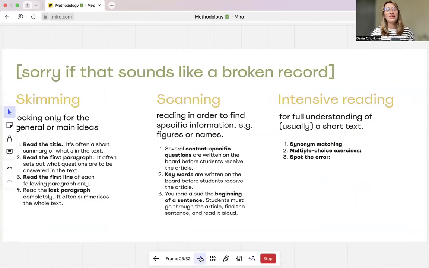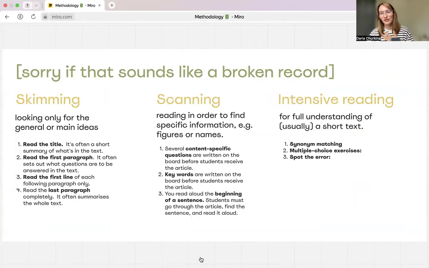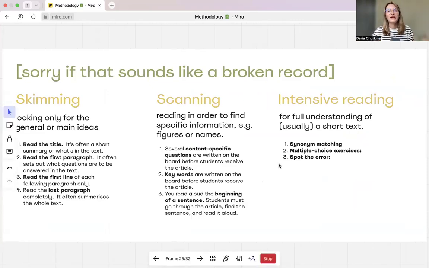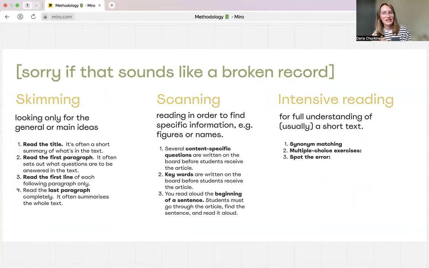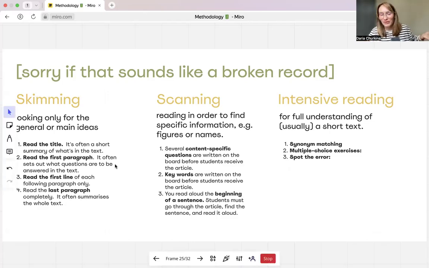Now, sorry if that sounds like a broken record, but I have to mention that this is all about well-known strategies that we want our students to develop, such as skimming, scanning, and intensive reading. Yes, which is just a reminder, skimming is looking only for the general or main ideas. Here are some activities that we may try, such as reading the title, reading the first paragraph, reading the first line, which is an interesting activity, actually.